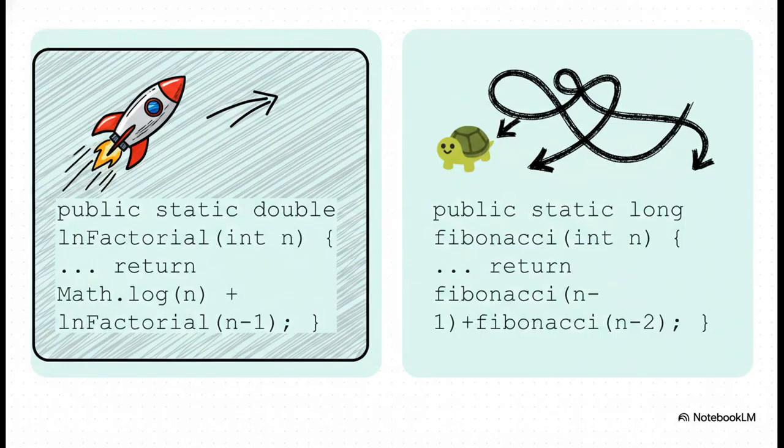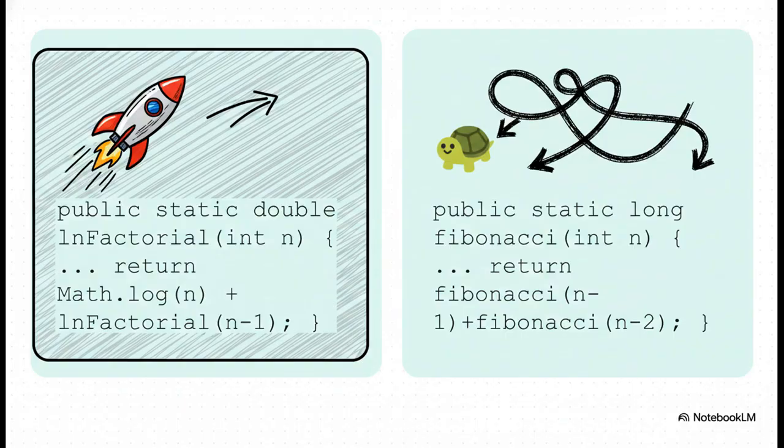On the left, we've got a function for the natural log of a factorial, and on the right, a classic, a function to calculate a Fibonacci number. Now, they both use this thing called recursion, which just means the function calls itself. And here's the weird part. The factorial function is super fast, no problem, even with big numbers. But the Fibonacci one? Oh man, it slows to an absolute crawl. We're talking it takes forever just to calculate the 50th number.